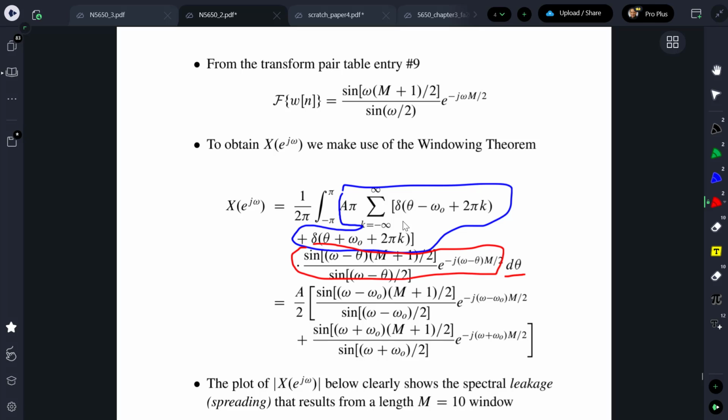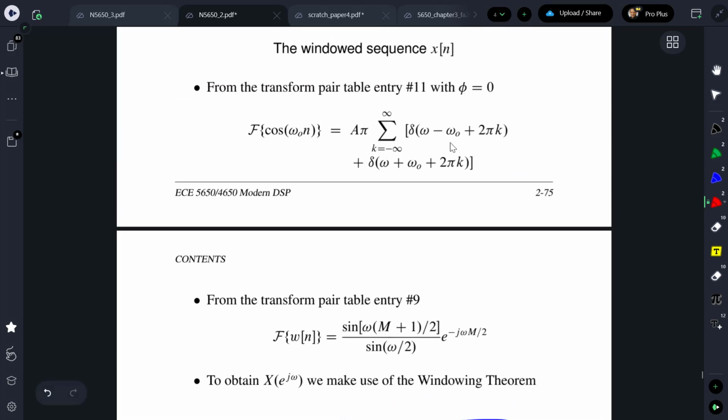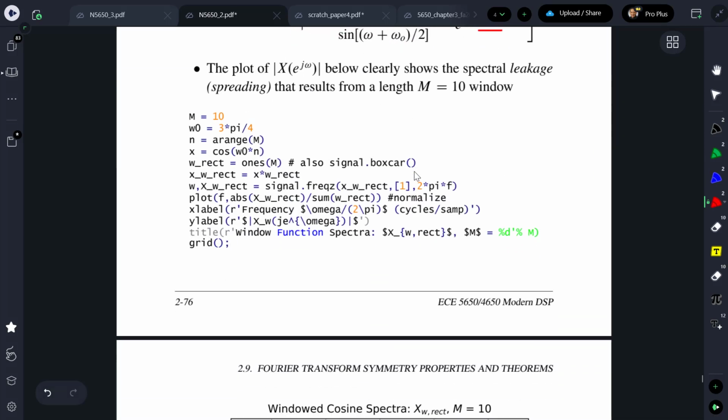It's basically sifting out the delta functions that are hitting the sinc function in red at just two locations, one positive frequency and one negative frequency. And that's what you see here. We have that, we have that. So those are the two spectral blobs that get created at plus and minus omega naught. And when I say spectral blobs, it's because this sinc function is getting reproduced at the location of the sinusoidal frequencies, plus omega naught and minus omega naught.